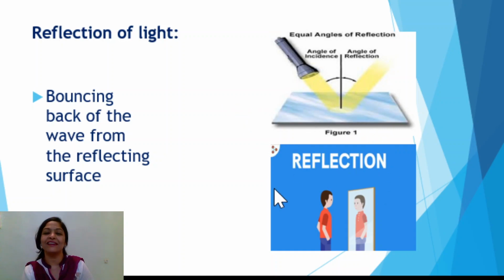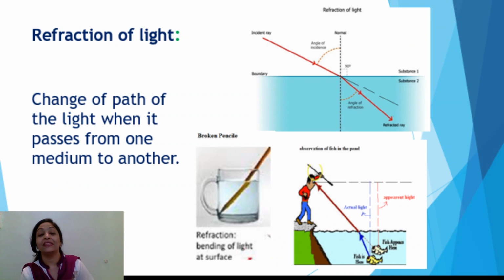Similarly, you can see here the phenomena which occur due to reflection. Every day in the mirror you can see yourself, isn't it? So this is one of the examples of the reflection of light. Okay, similarly, we will discuss now the refraction of light. What is that?